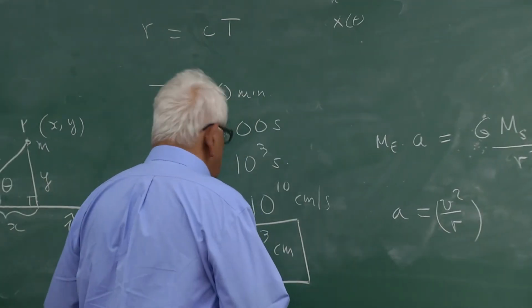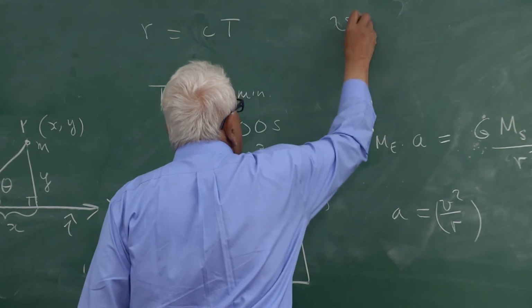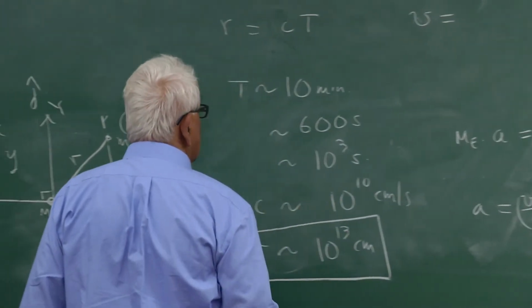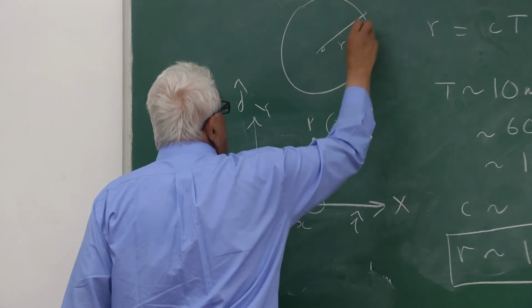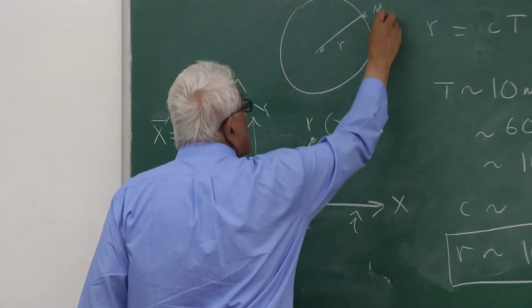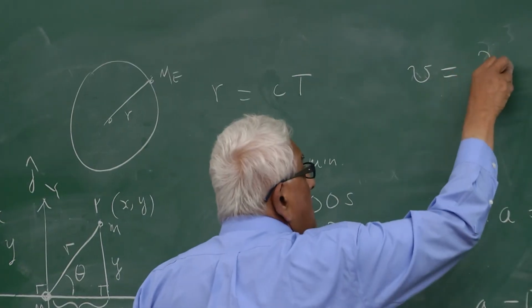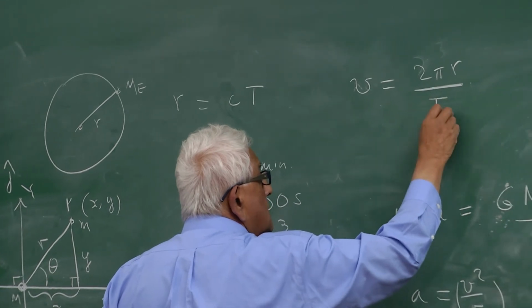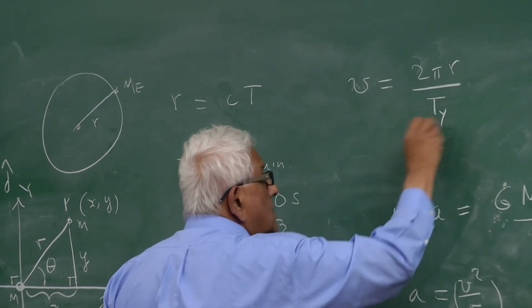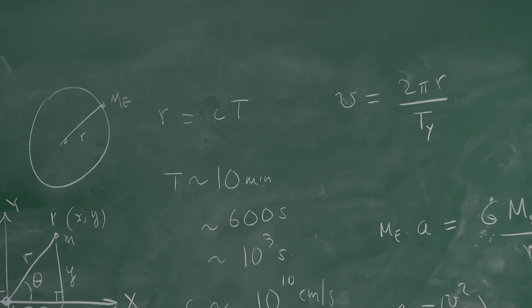So now we come to V. This is radius r, this is the mass of the Earth. So what is V? It is 2 pi r divided by t. The Earth goes around the sun in 1 year.